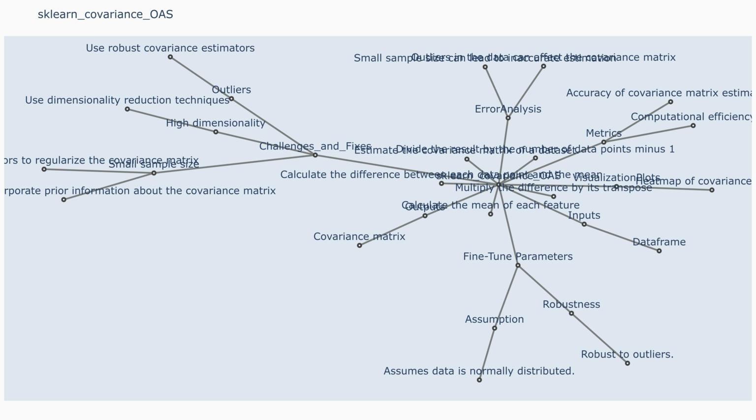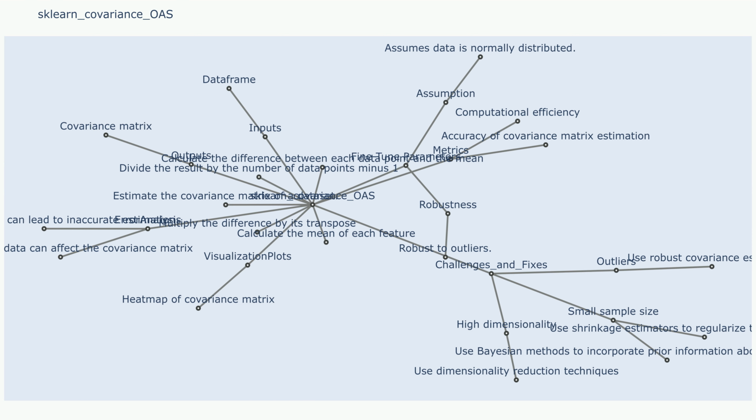sklearn.covariance.OAS. Explain in detail the OAS outlier adaptive shrinkage method. A technique within scikit-learn's covariance estimation is designed to handle datasets containing outliers. Traditional covariance estimation methods are sensitive to outliers, which can lead to inaccurate estimates. OAS addresses this by shrinking the covariance matrix towards a more robust estimate. This shrinkage reduces the influence of outliers on the final covariance matrix.